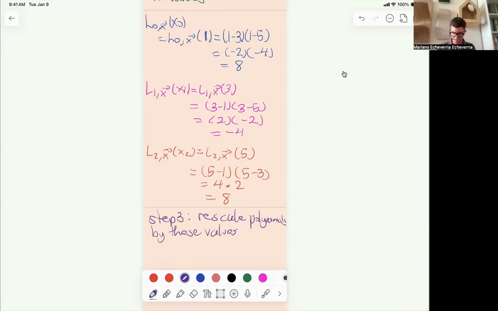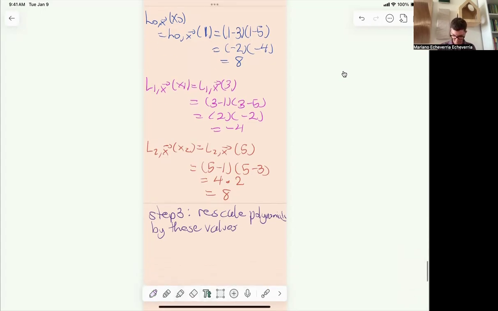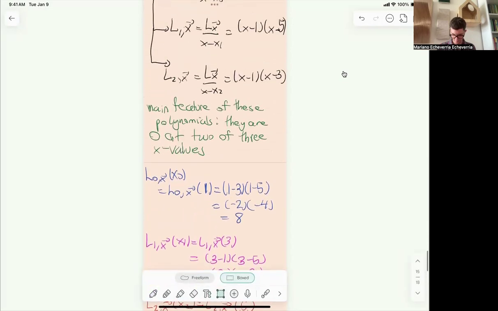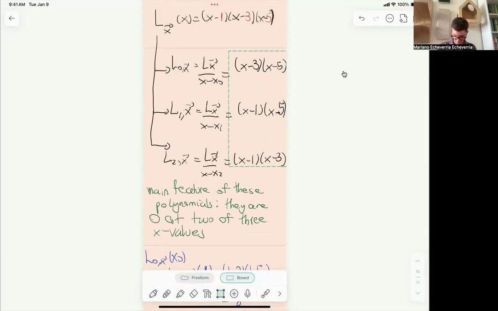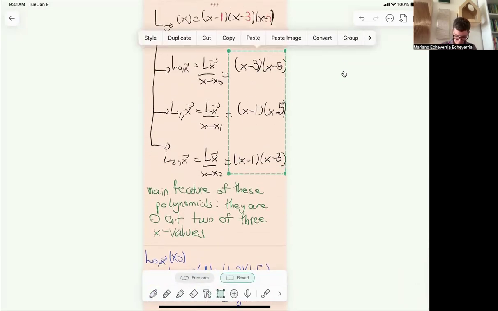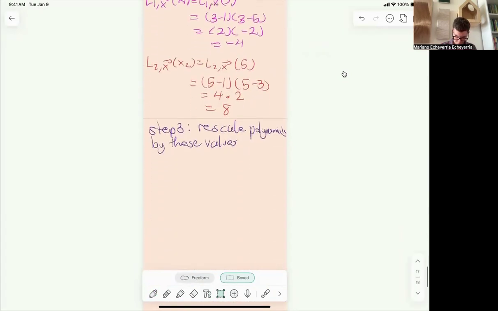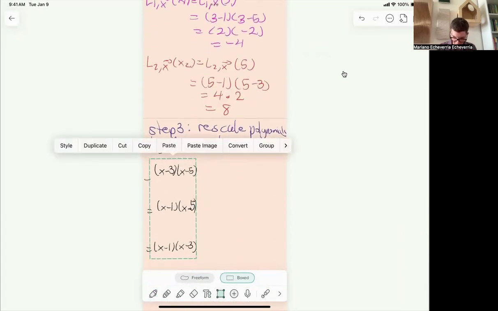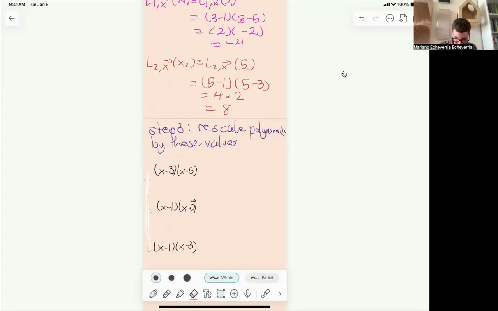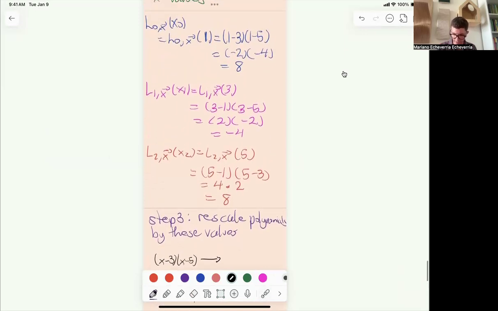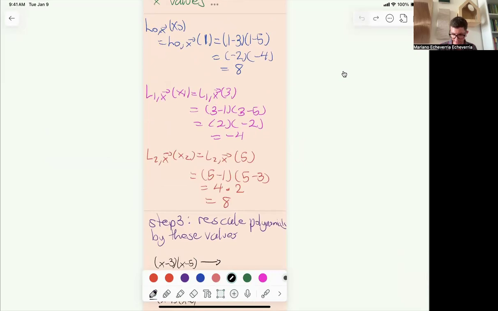So what do I mean by that? Let me copy again the polynomials. These were the three polynomials that we had found. And what I'm saying is that I'll rescale each of them. I'll divide each of them by this non-zero value that I just found.